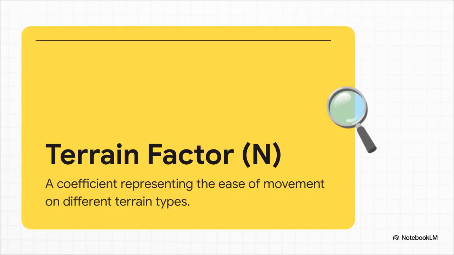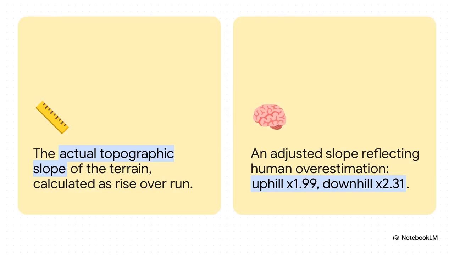But the customization doesn't even stop there. You can fine-tune your analysis even further with something called the terrain factor. This basically lets you tell the model that, hey, walking on a paved road is way easier, it has a lower cost, than slogging through a swamp or trudging through loose sand. And for those of you modeling human behavior, it gets even more nuanced. The package actually lets you use something called cognitive slope instead of real slope. This accounts for that well-documented psychological quirk where humans tend to overestimate how steep hills are. It just brings your model one step closer to reality.